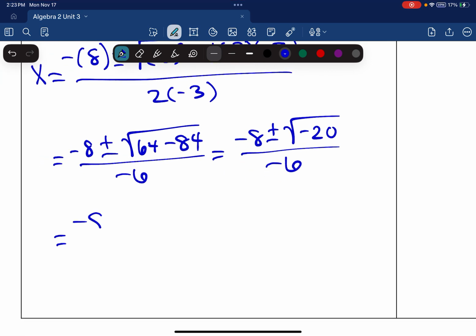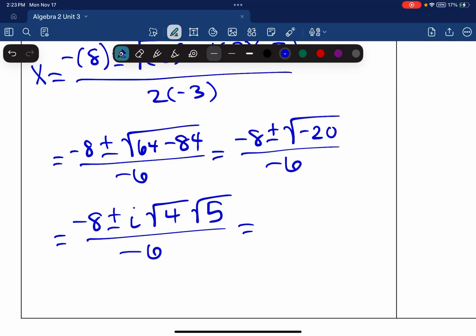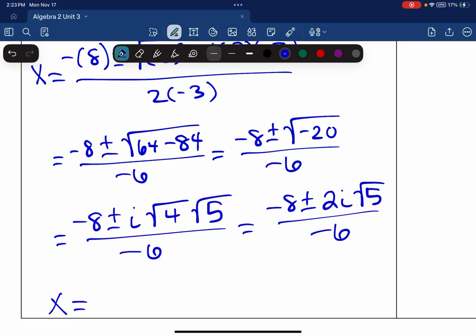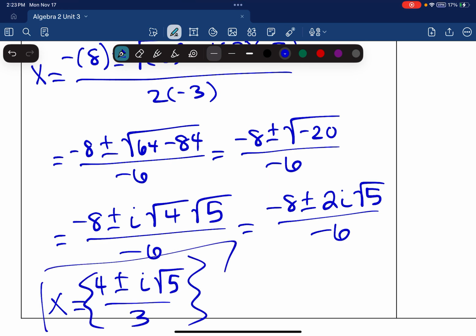Remember, a negative under the radical is i, so this is i radical 20. Radical 20 is radical 4 times radical 5 over negative 6, so this is negative 8 plus or minus, we'll write the 2 in front of the i, 2i radical 5 over negative 6. Finally, simplify our fraction. Divide all our numbers by a negative 2. So this will be a positive 4 plus or minus i radical 5 over 3. This is my final answer.